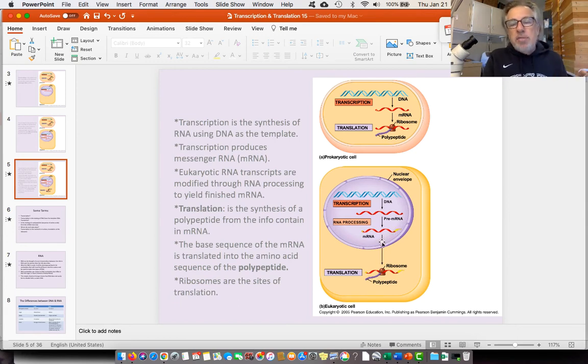Now, there are two other things that happen. There's a cap put on one end of the mRNA, and the other end has a poly A tail, and that's simply a lot of adenine nucleotides put on the end. The purpose of that seems to be that as soon as this mRNA gets into the cytoplasm, there are enzymes whose job it is to recycle the mRNA back into its nucleotide building block molecules. So this poly A tail protects the message of the mRNA until it can be translated. And then once it's translated, it can be recycled.